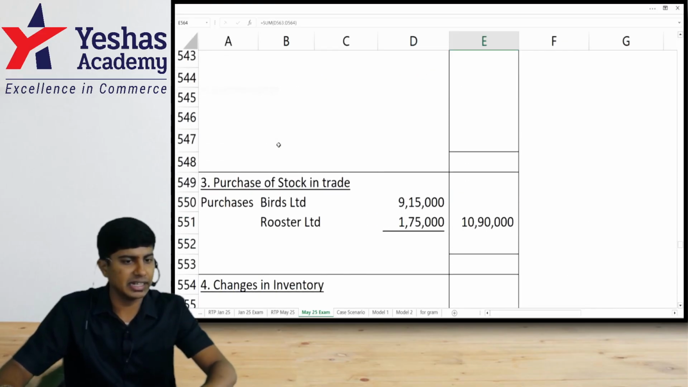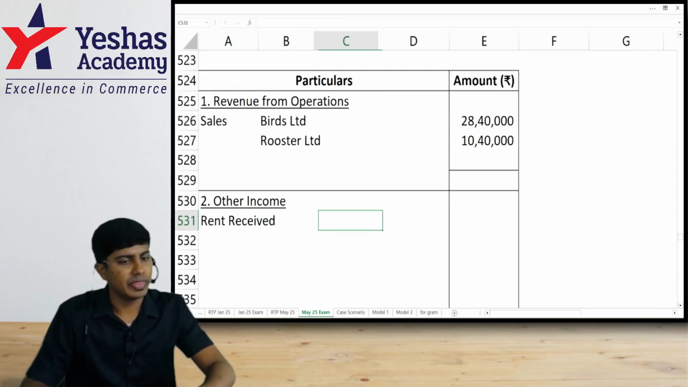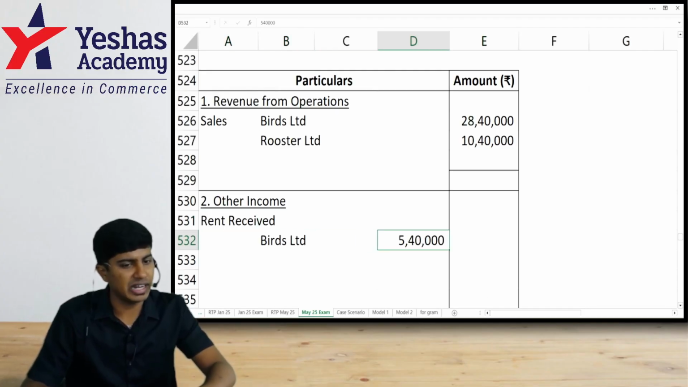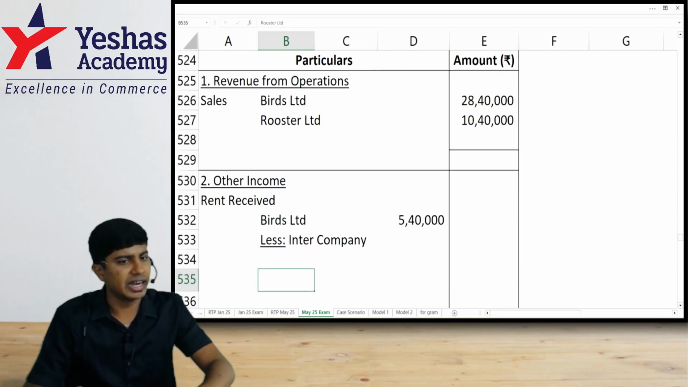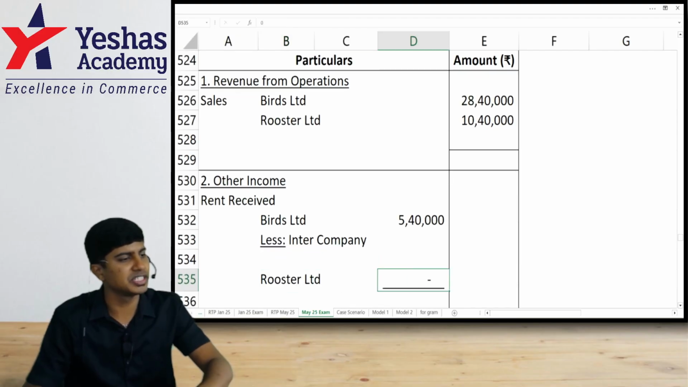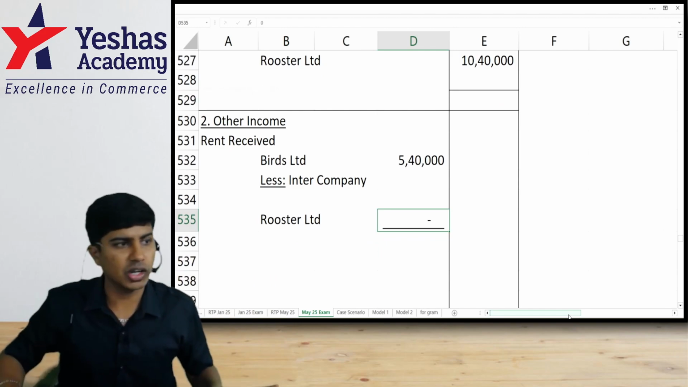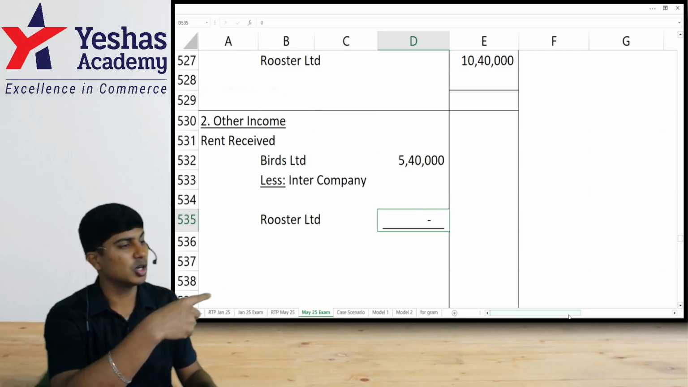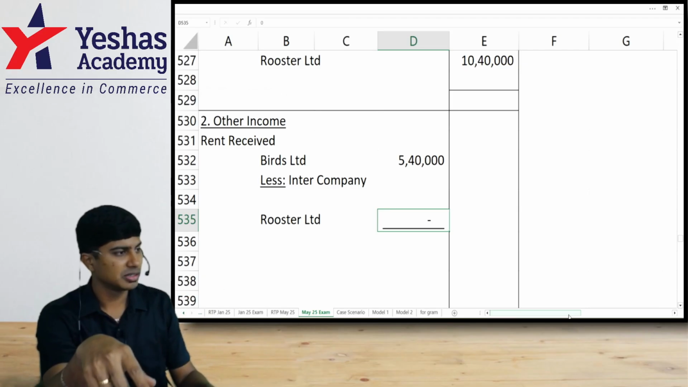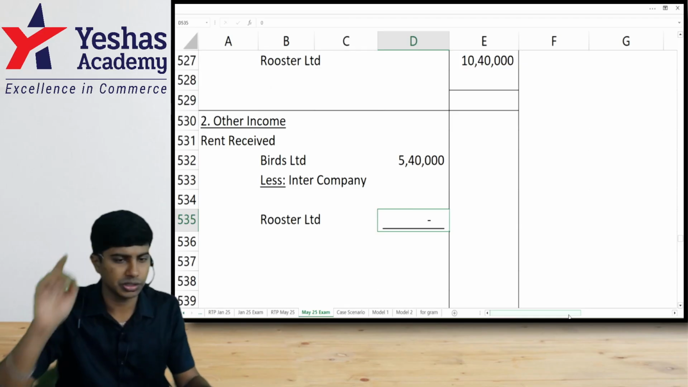So I'll write in other income, I'll write rent received. That of Birds is 5 lakh 40 in the inner column. I'll eliminate that intercompany transaction, and later I'll add Rooster Limited's rent, which is 0. And then I'll write it to the outer column. Right now I don't know, so right now I haven't written it. And I won't even total my other income. Why? There is some other non-operating income also which will come in this. So don't close any notes to accounts. Keep them all open till the end of the question.